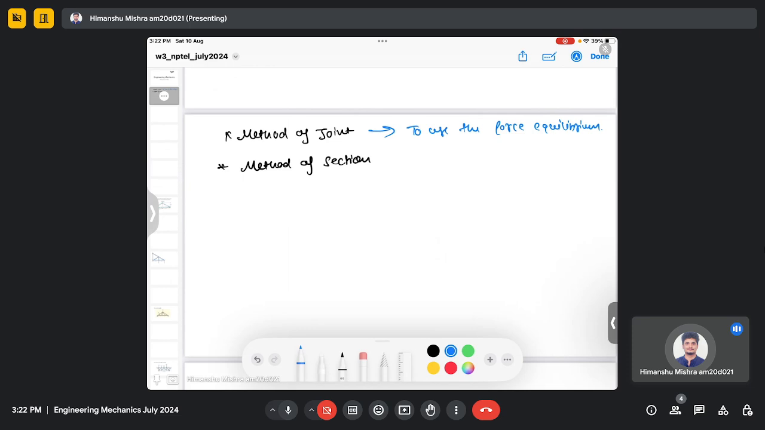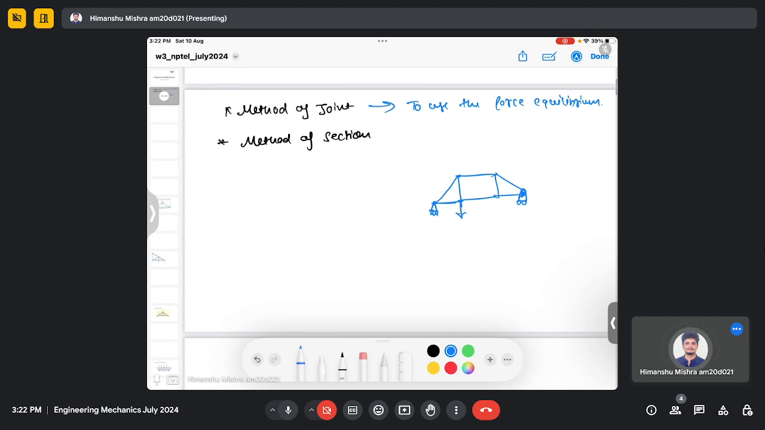So suppose we have a truss. This is our truss, and here let's say we have a pin joint, and here we have a roller joint, and there are some forces acting here. Let's say this is A, B and C. So what happens? There will be a number of joints here. So we will be choosing each of these red joints, shown in red color.